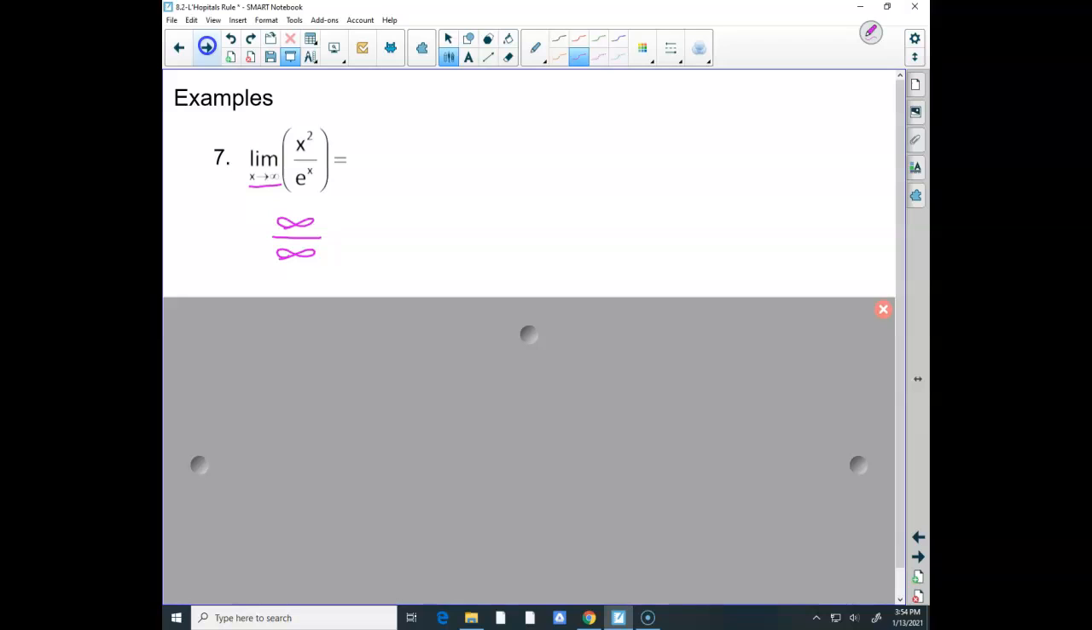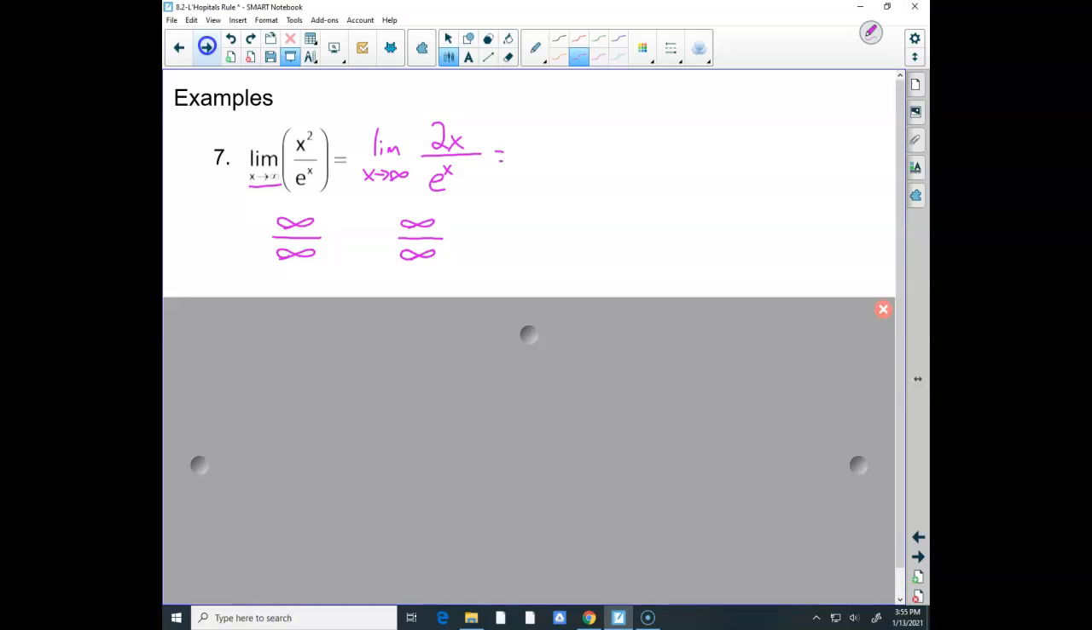L'Hopital's rule applies. So I'm going to change this to the limit as x approaches infinity. I'm going to take the derivative of the top, which is 2x. I'm going to take the derivative of the bottom, which is e to the something. The derivative of e to the something is going to be e to the something times the derivative of the something. It's 1 in this case. Then I'm going to reevaluate. Well, 2 times infinity gives me infinity. E to the infinity still gives me infinity.